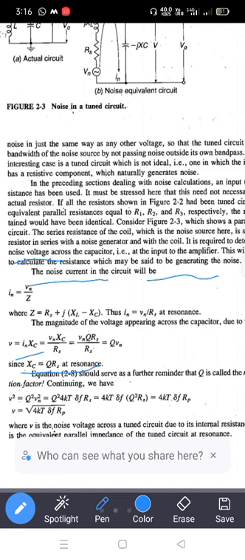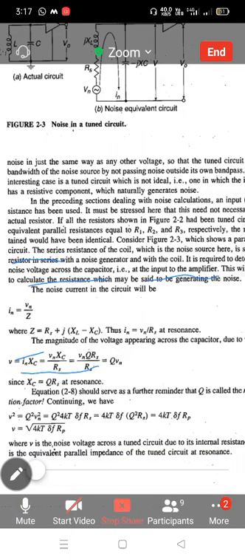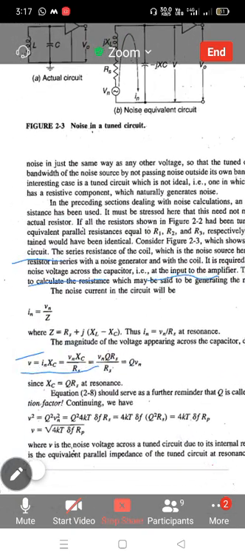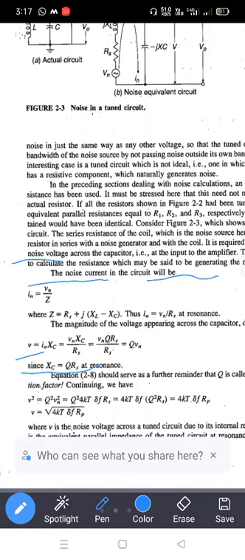And what is this Q? It is the amplification factor. See here, it is the magnification factor. So we will have such a relation, that is V equals Q into Vn. Now this is because of the inductive or tuned circuit or RLC circuit.